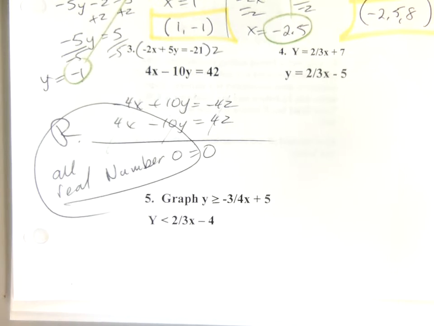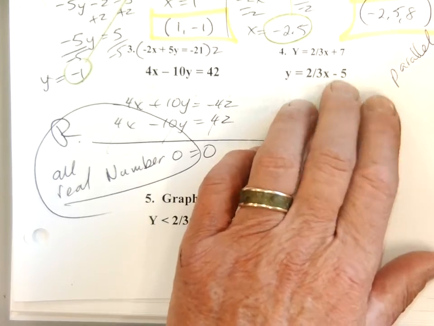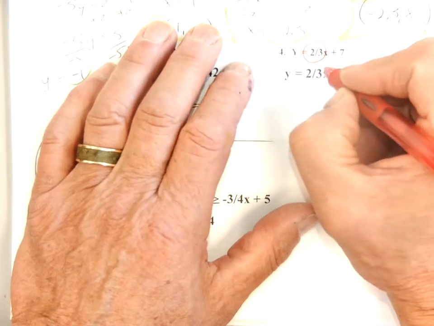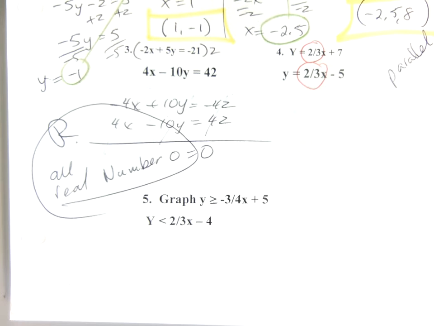Why do I know they're parallel? I heard the S word. Because of what? Same slope. So we're smart, right? This one starts at 7, and this one starts at negative 5. Watch my hands, right? And they're going to go up 2 over 3. Up 2 over 3. Are they ever going to intersect? No. So what's my solution? Parallel. No solution.